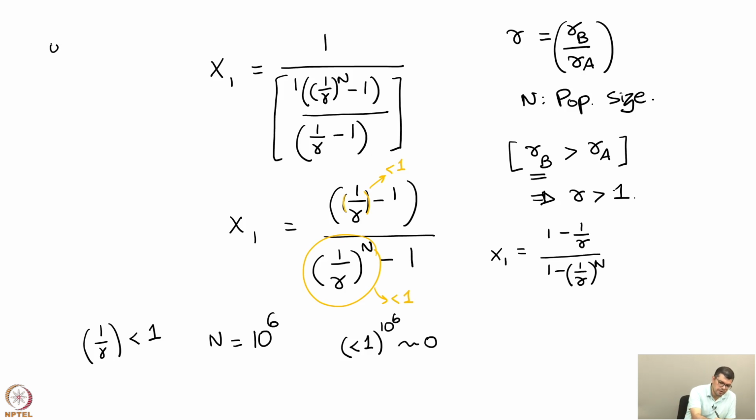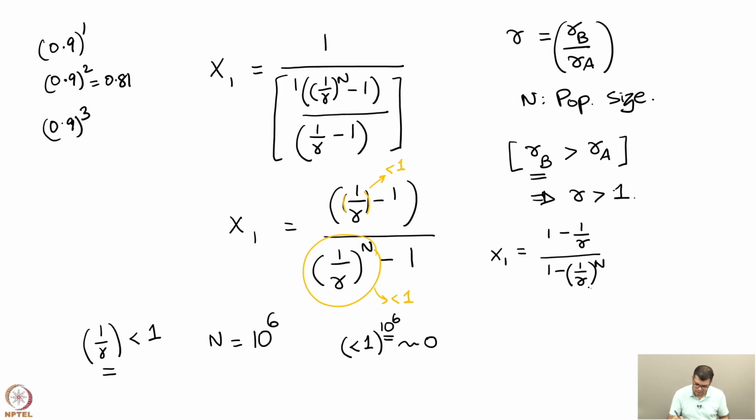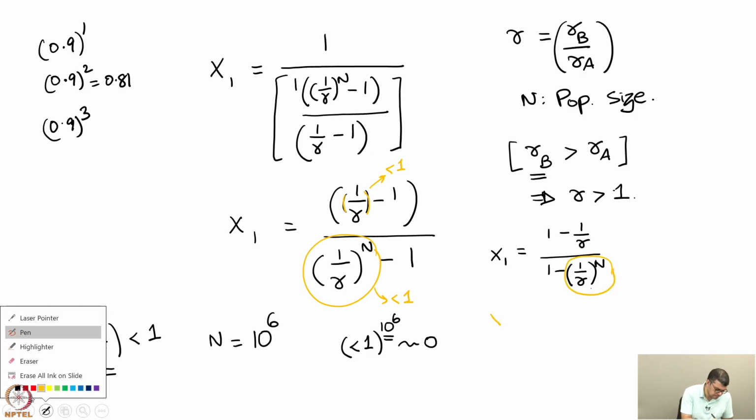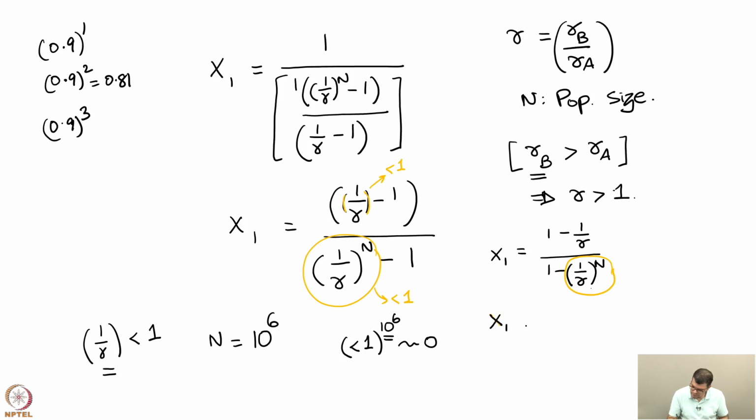For example, if you imagine I have 0.9, 0.9 squared is only 0.81, which is less than 0.9 to the power 1, and if I do 0.9 to the power 3, that is going to be less than 0.1, and every subsequent time I multiply it with 0.9, the number keeps on decreasing. Here I am multiplying a number which is less than 1, 10 to the power 6 times. So, this is going to be a really small number and I am just going to ignore it. So, x1 is approximately equal to 1 minus 1 upon r.